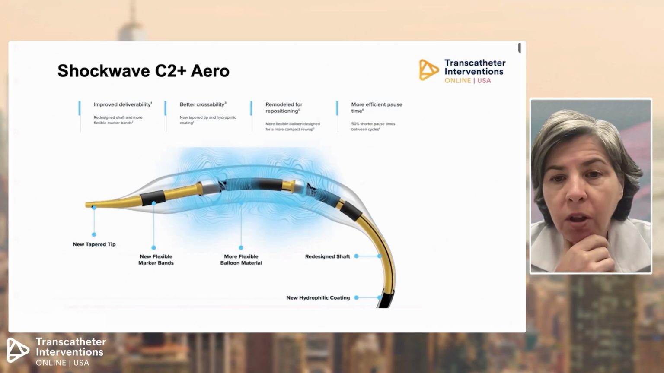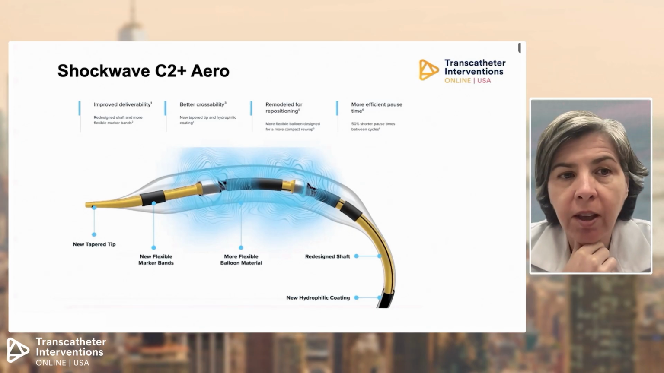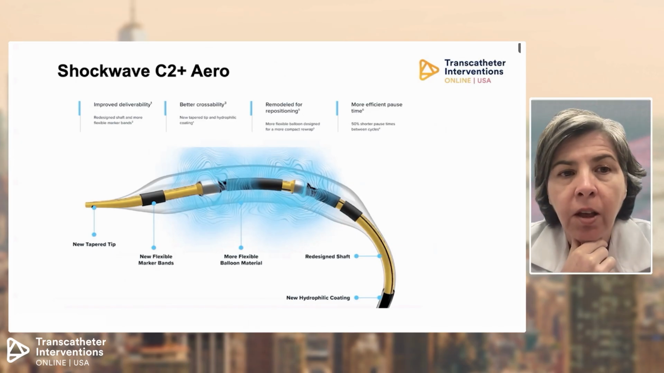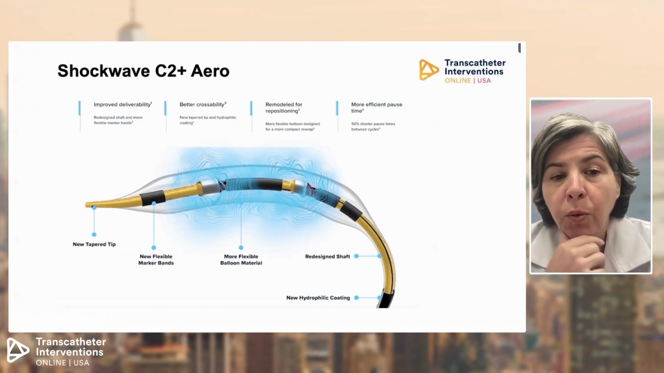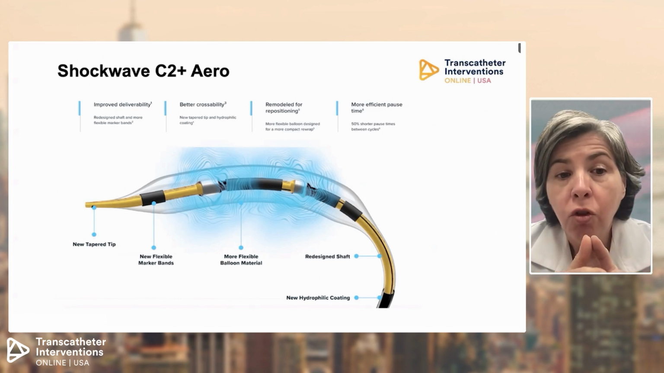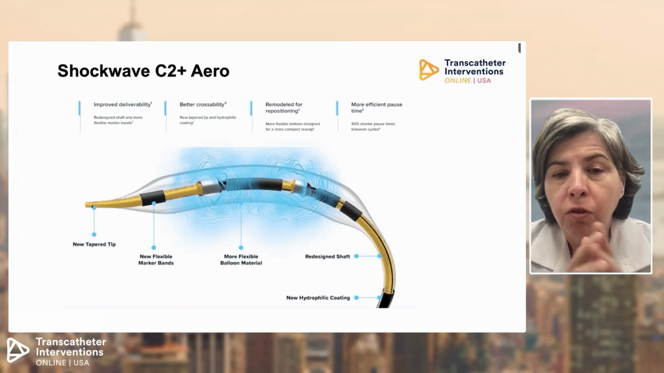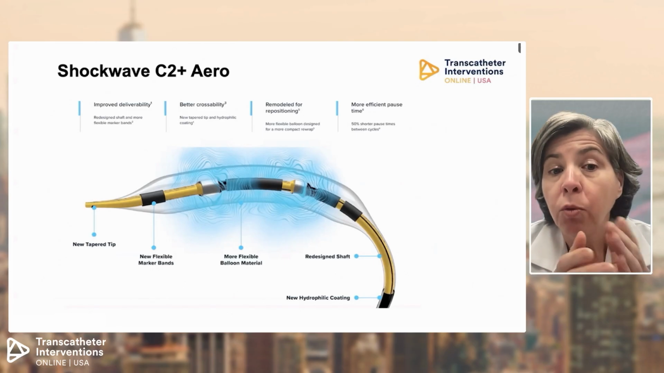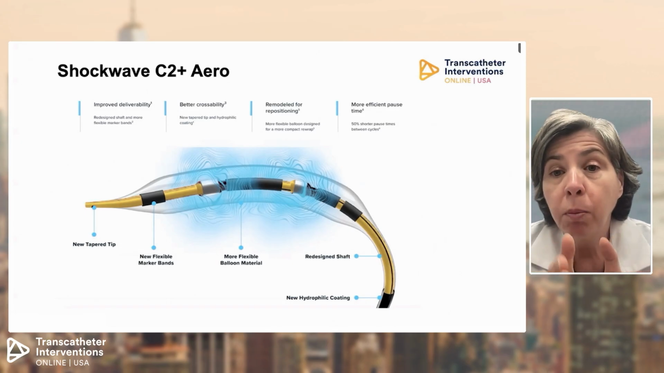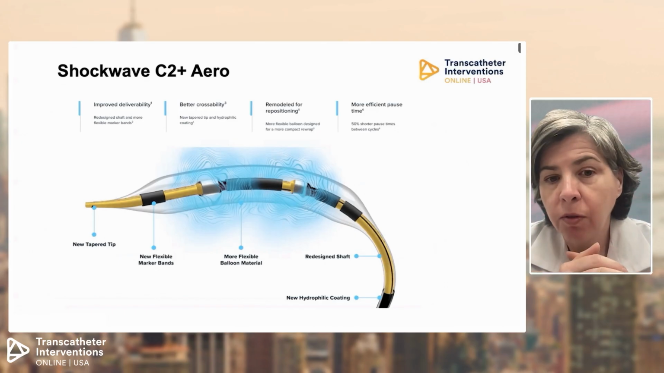So Shockwave is currently the only commercially available IVL system in the USA, and they've gone through now a couple of iterations of the technology to try and improve its usability. So the C2 Plus Aero, with this new iteration of the device, what they've done is managed to improve the flexibility of the catheter and the marker bands. They've added a new hydrophilic tapered tip, which improves crossability and deliverability. They've also adjusted the positioning of the emitters with the most distal emitter closer to the tip, allowing you to deliver therapy more distally in difficult to cross lesions. And they've also managed to reduce the pause time between the delivery of cycles of therapy.